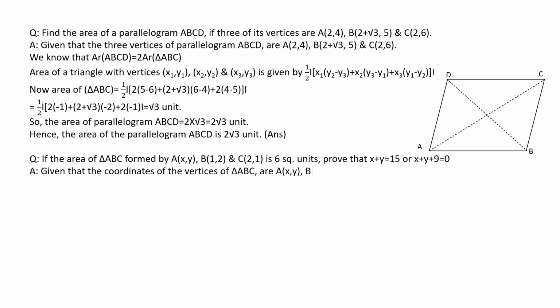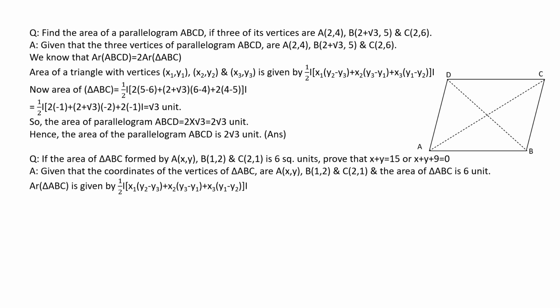Given the coordinates of the vertices of triangle ABC are A(x, y), B(1, 2) and C(2, 1), and the area of the triangle ABC is 6 unit. Now we know the area of triangle ABC is given by 1 by 2 determinant of x1 (y2 minus y3) plus x2 (y3 minus y1) plus x3 (y1 minus y2).